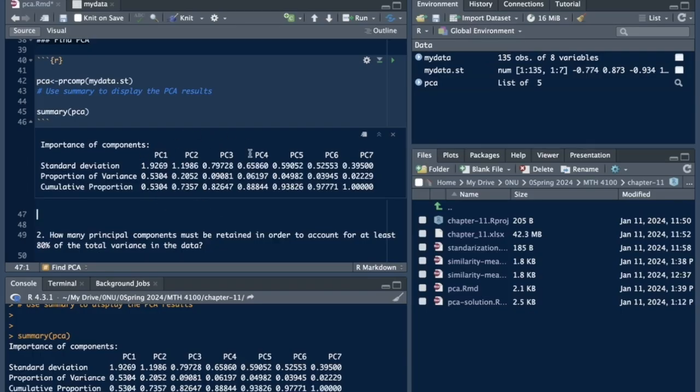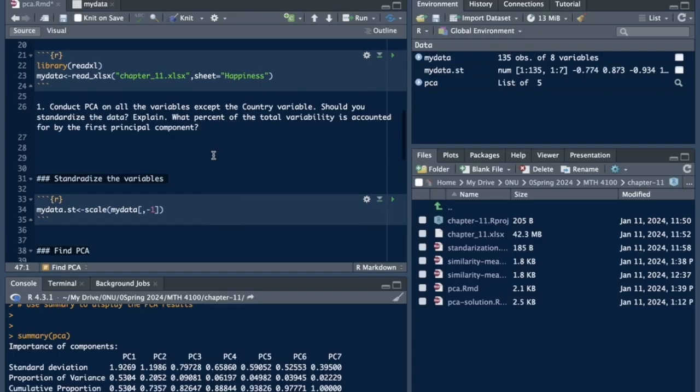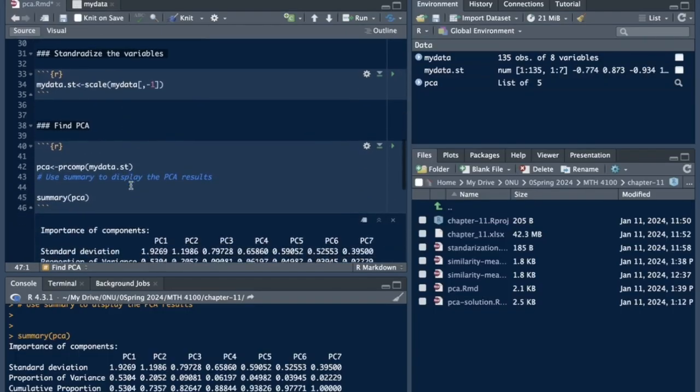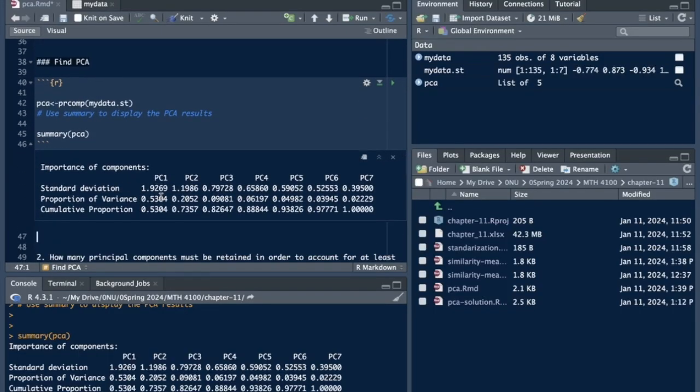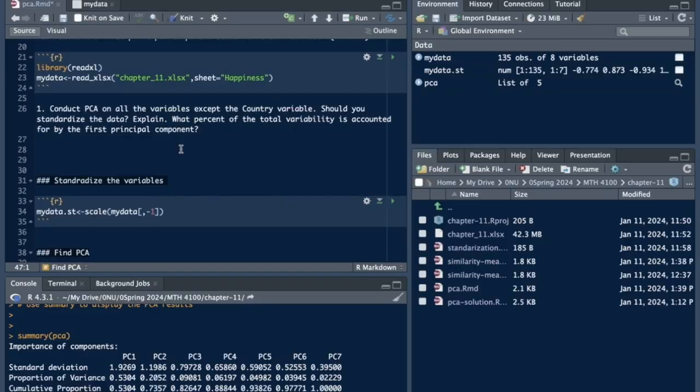You can include the 3 variables in your studies. Or if you'd like to include more, you can go up to the 4th variable. So up to the 4th variable, you will be able to capture 89% of the total variance of your data, right? So to answer the first question, which asks what percent of the total variability is accounted for by the first principal component, it's 53%. So this is the answer to the first question.